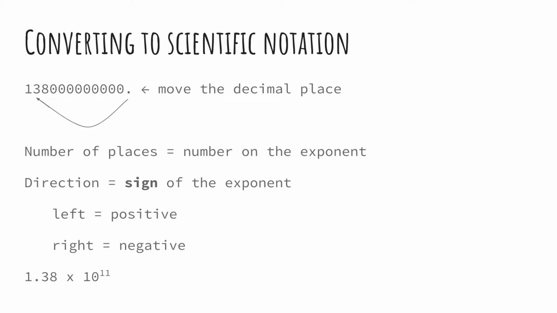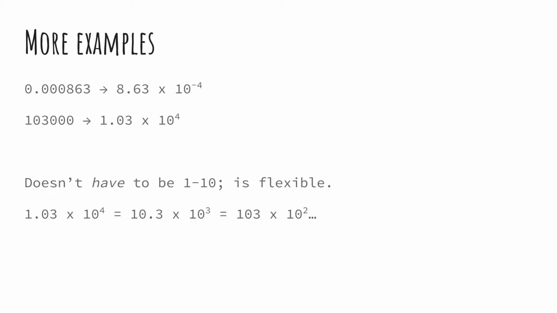So, like I said, converting some number into scientific notation or exponential notation, you just move the decimal. However many spots you move the decimal, that's the number. And what direction you move the decimal, that's the sign. Moving to the left is a positive exponent. Moving to the right means a negative exponent. Every step to the left, the exponent goes up 1. Every step to the right, the exponent goes down 1. So that number up at the top, 138 followed by 9 zeros, that's 1.38 times 10 to the 11th. So, here's a couple more examples.